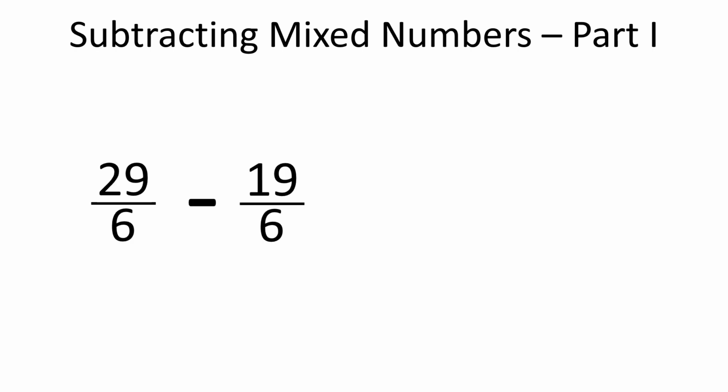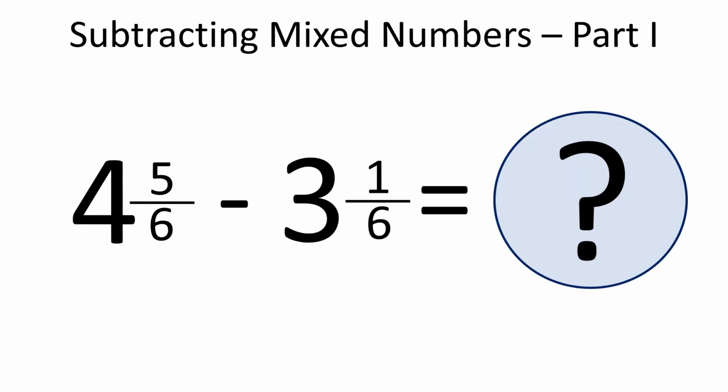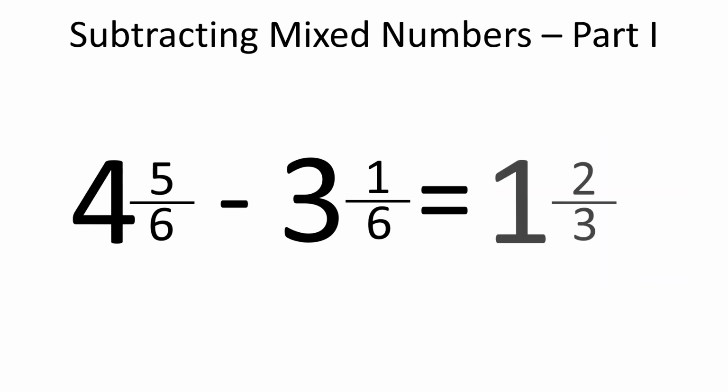And now we can subtract the numerators only. So 29 minus 19 is 10, so we have 10/6. 10/6 equals 5/3, or 1 and 2/3. So 4 and 5/6 minus 3 and 1/6 equals 1 and 2/3.